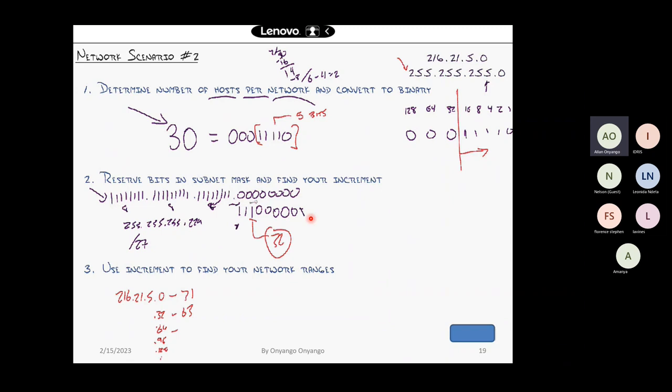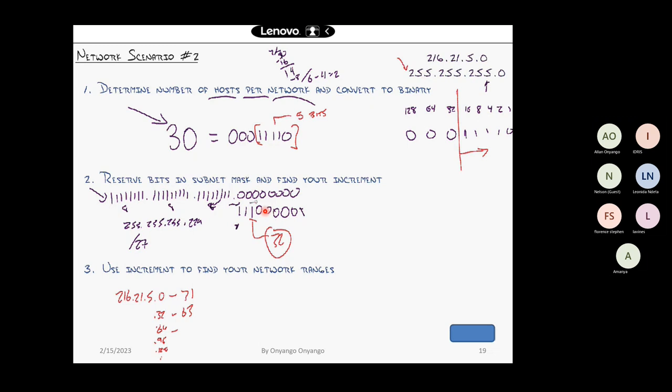We are going to reserve 5 bits still on the host portion, only that this time around we start from right going to left. So we reserve by first counting 1, 2, 3, 4, 5. We're going to reserve those zeros, which means those zeros should remain zeros. We should not touch them. They should be reserved to be zeros. 1, 2, 3, 4, 5 zeros.